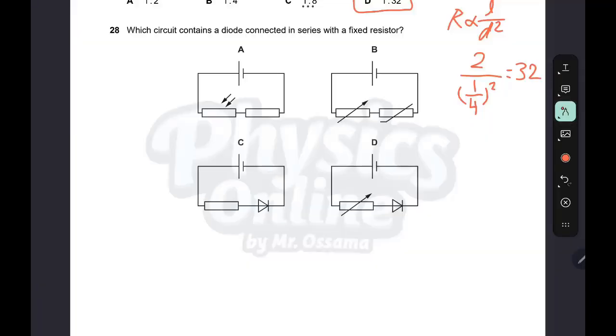Question 28. Which circuit contains a diode connected in series with a fixed resistor? A diode, we have a diode here and here. Fixed resistor, this is a fixed resistor. This is not a fixed one, this is a variable resistor. And of course, this is an LDR. And this is a thermistor. And this is a variable resistor. So the answer is C, which contains a diode and a fixed resistor.